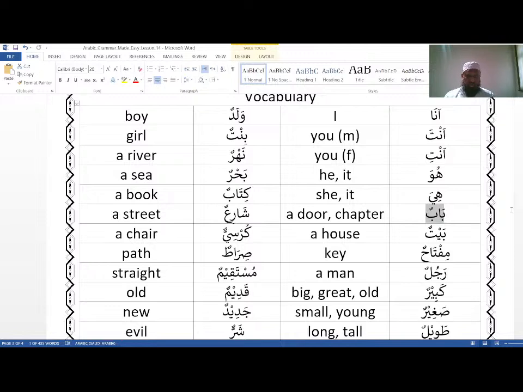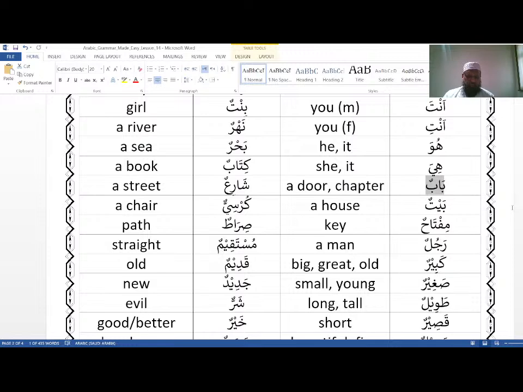جديد, new. Muannas: جديدة. شر, no signs of muannas. So this is a mudhakkar. Can we make this into muannas? No, there's only one evil. This shar is evil. There's no opposite of it.